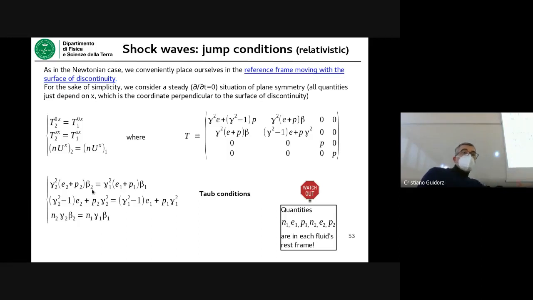We have the reference frame of the shock in which we obtain these conditions, and the rest frame of the upstream fluid, which if you think for a moment, in general will be the lab frame. The lab frame is the frame in which the unperturbed fluid, the fluid that still has to be shocked, is addressed. So it is the lab frame essentially.